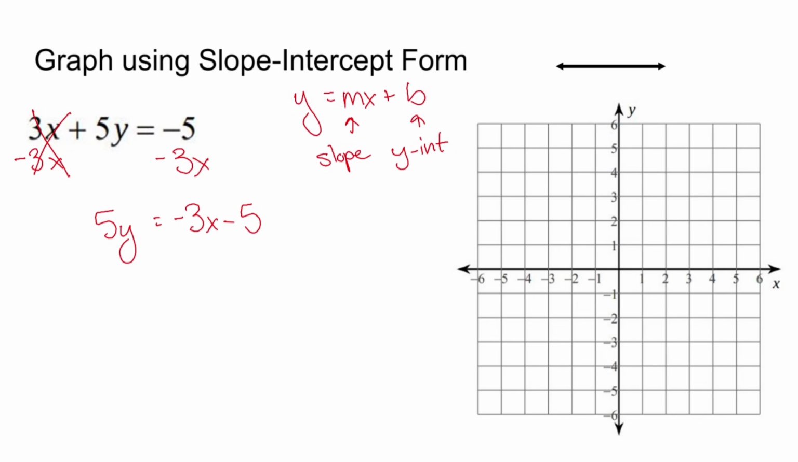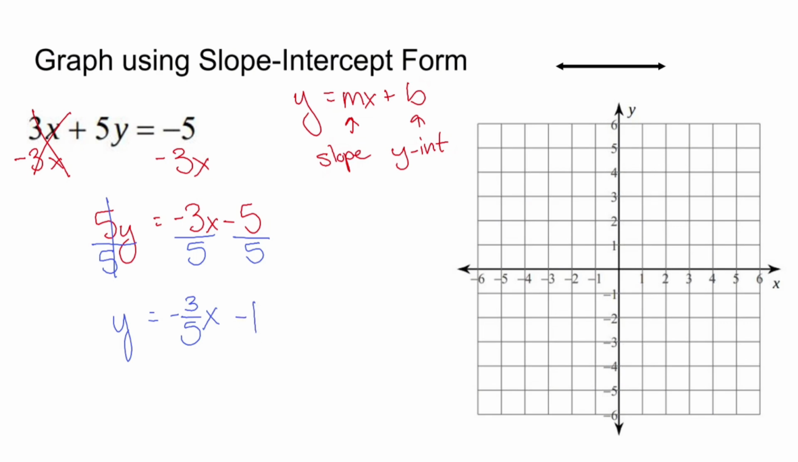Is y all by itself? No, that 5 is in the way. So how do I get rid of a 5 that's being multiplied to y? Divide by 5. Now when you divide by 5, you literally divide everything by 5 like that. Cross you out. Negative 3 over 5 doesn't simplify, so it's negative 3 over 5, drop down the x. Negative 5 divided by 5 is negative 1.